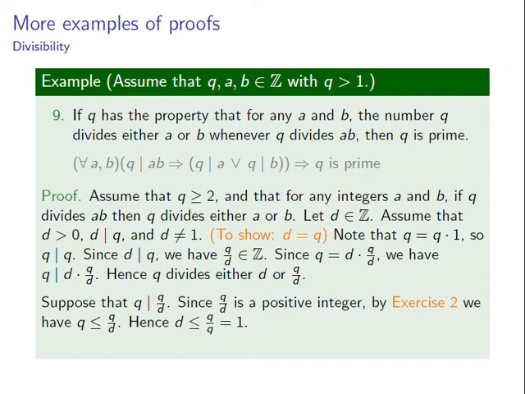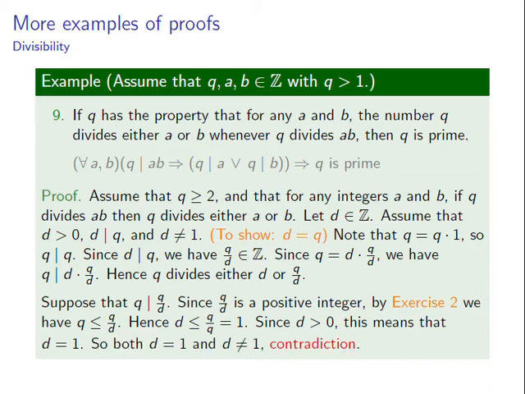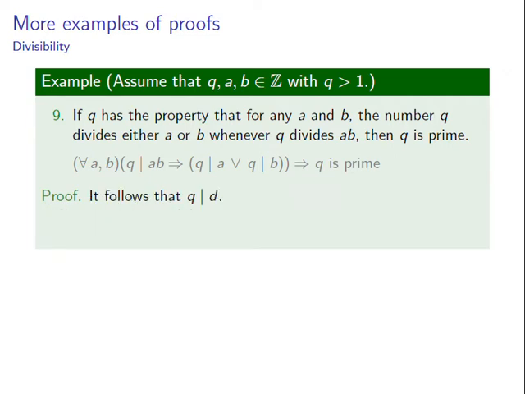Multiplying both sides of the inequality by D over Q and simplifying, we obtain the condition D is less than or equal to Q over Q, which is equal to 1. Since D is a positive integer, this means that D equals 1. So both D is not equal to 1 and D equals 1 hold. Contradiction. Therefore, D does not divide Q over D, and it follows that Q divides D.